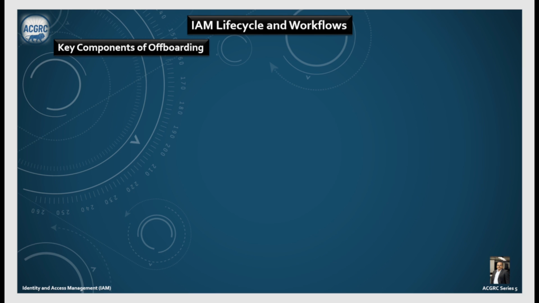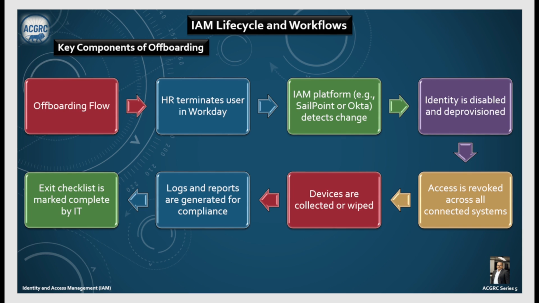Key components of offboarding. It starts when HR terminates the user in Workday, for example. The IAM platform detects the change, the identity is disabled and deprovisioned, access is revoked across all connected systems, devices are collected or wiped, logs and reports are generated for compliance, and the exit checklist is marked completed by IT.